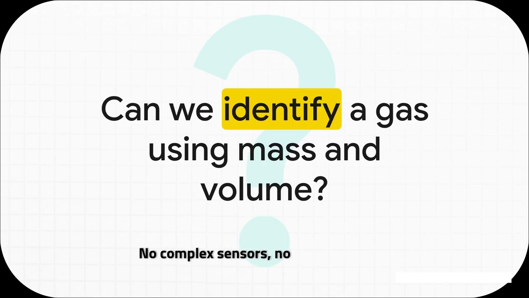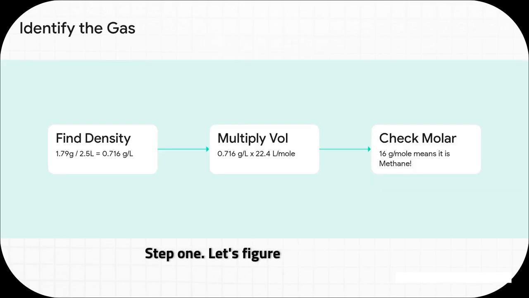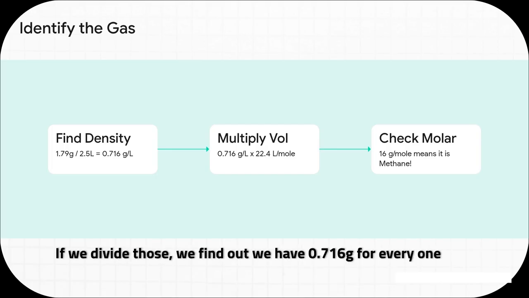And that is literally all you know. No complex sensors, no chemical tests. Can we unmask the identity of this gas using just the intuitive rules we've learned today? Oh, absolutely we can. Let's reason through this step by step. Step 1. Let's figure out the density. We've got 1.79 grams crammed into 2.5 liters. If we divide those, we find out we have 0.716 grams for every 1 liter.